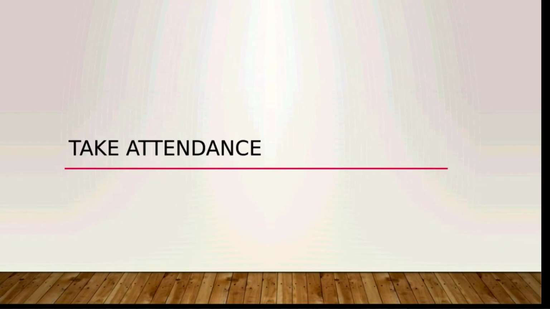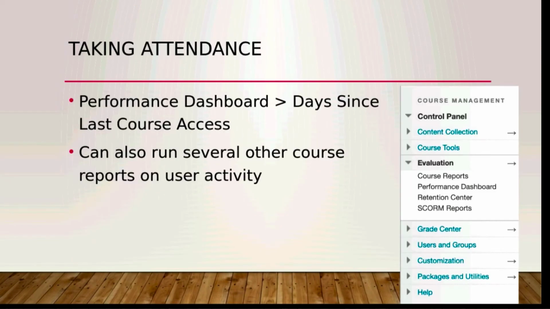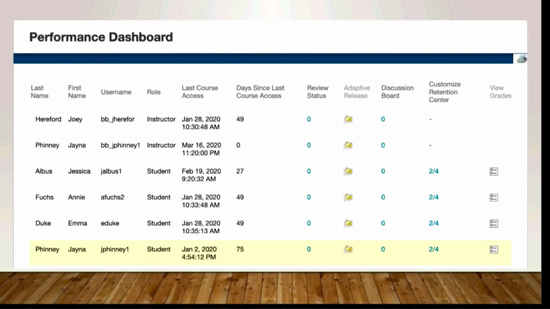So lastly, I just wanted to take a moment to point out some resources for you on attendance. I know a lot of folks take attendance in their classes and probably feel like that's going to be a challenge now. So one way for you to address that is to go to the performance dashboard. Under your course management toolbar, if you open evaluation, the number 2 here is this performance dashboard. You can actually run several reports from this area. You'll see this other one called course reports. But if you're specifically looking at attendance, this is a quick, easy way to do that.